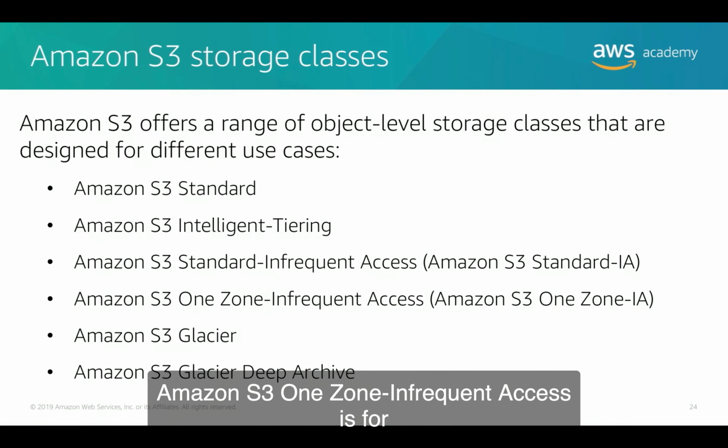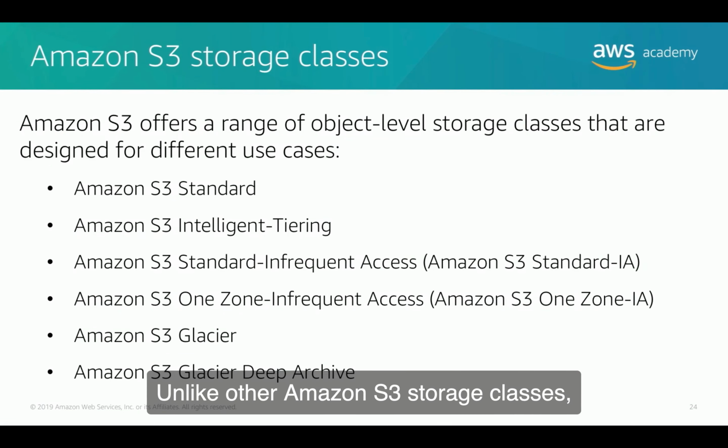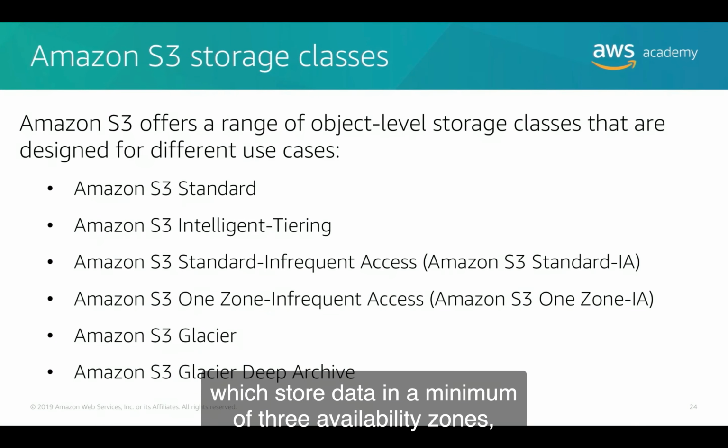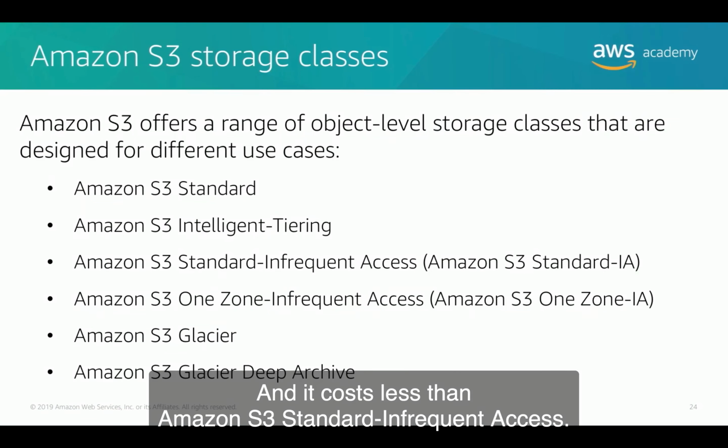Amazon S3 One Zone Infrequent Access is for data that is accessed less frequently but requires rapid access when needed. Unlike other Amazon S3 storage classes, which store data in a minimum of 3 availability zones, Amazon S3 One Zone Infrequent Access stores data in a single availability zone, and it costs less than Amazon S3 Standard Infrequent Access.